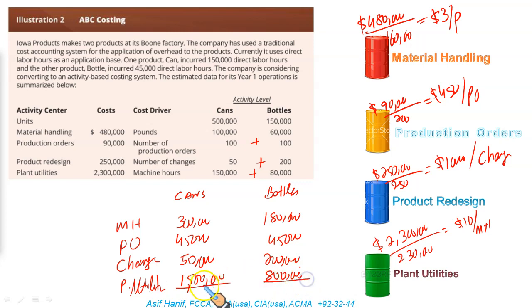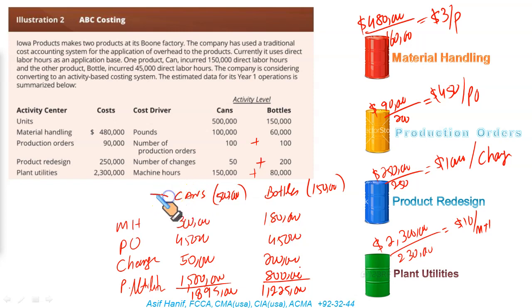So if you total both of these, it's going to be 1,895,000 and it's going to be 1,225,000. See, how many cans were there? There were 500,000 cans. How many bottles were there? There were 150,000 bottles. Now, if you calculate the overhead cost per can and per bottle, that will be significantly different than what we did in our traditional system.